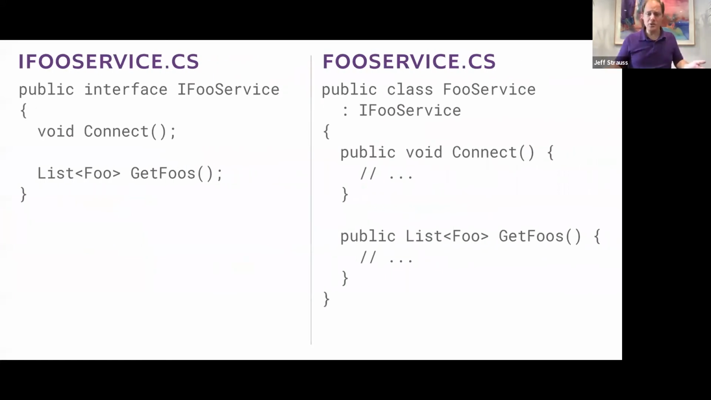So let's go back to the simple FooService that we looked at before. And let's say it has a couple of very simple things. We know it has an API key. So let's say that there's some Connect property or Connect method, and then I get back a list of Foos, a simple service still. But here, my FooService on the right is implementing an IFooService interface on the left.